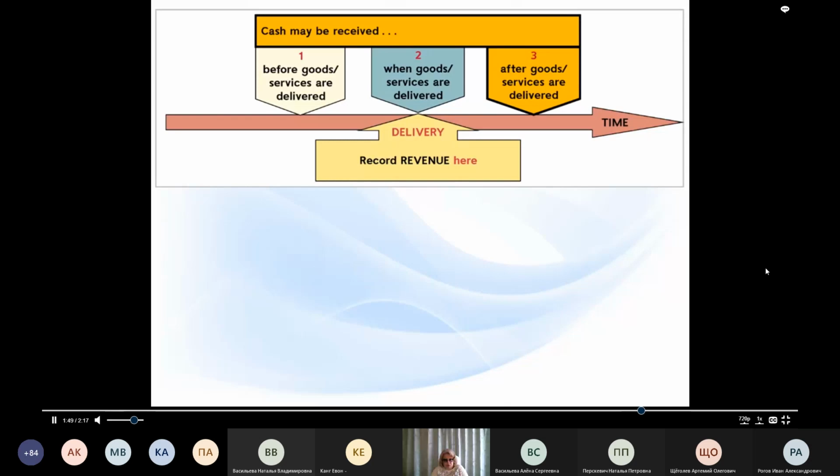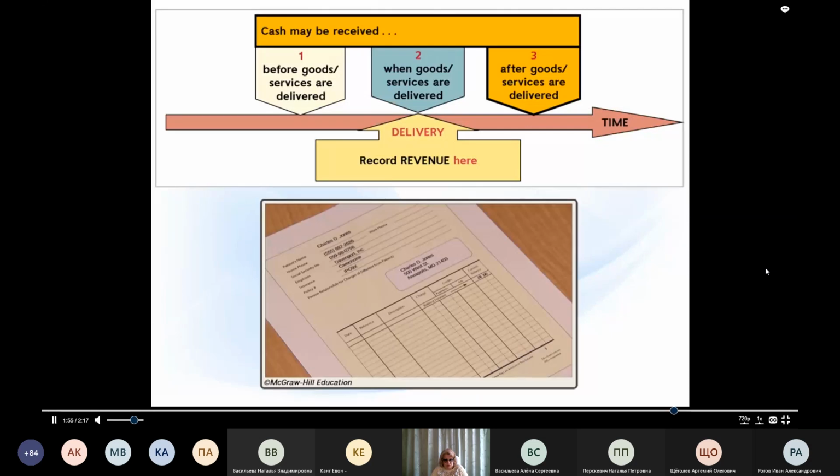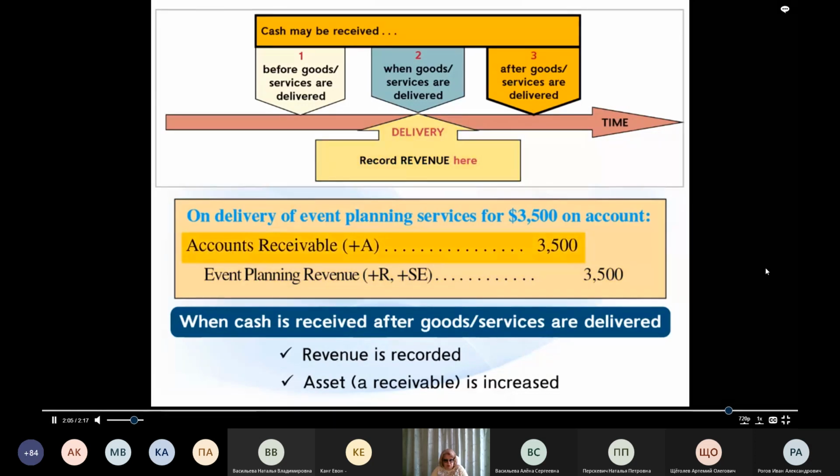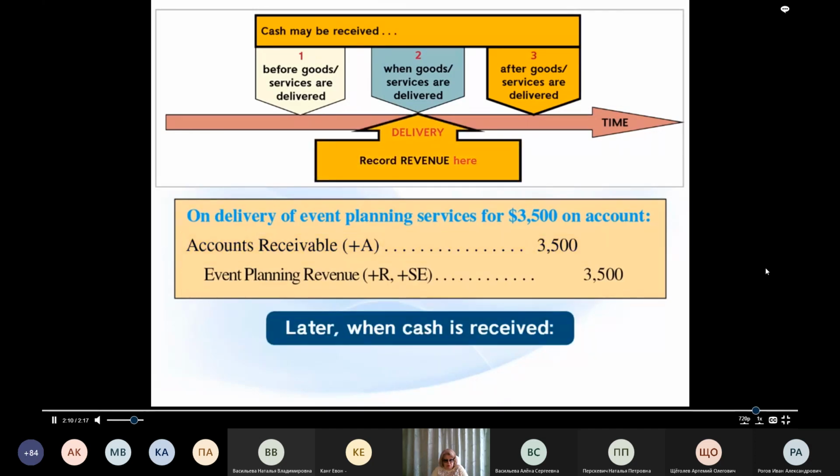Assume that Deanna's company delivers event planning services for another customer at the end of February and sends an invoice for $3,500 to the customer. Since Deanna's company has delivered the services, it records the revenue. It also creates an asset, in this situation, accounts receivable, representing the amount owed by the customer. Later, on receipt of cash from the customer, the cash account will be increased and the accounts receivable account will be decreased.